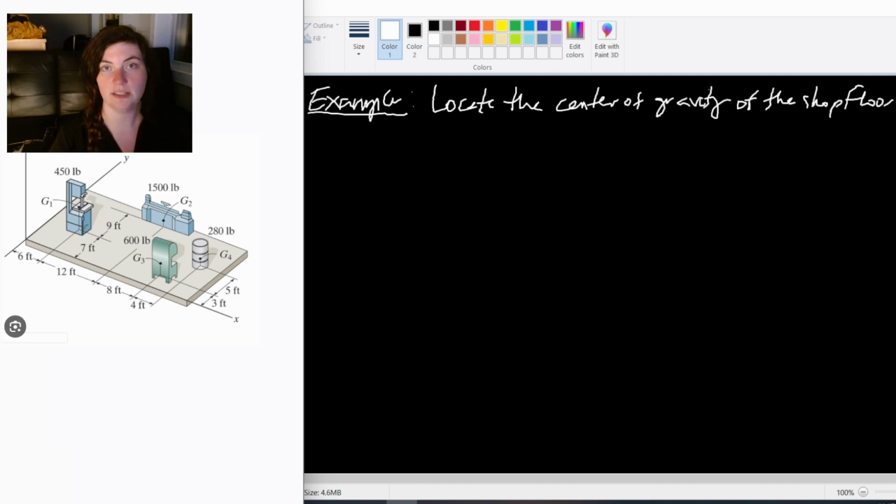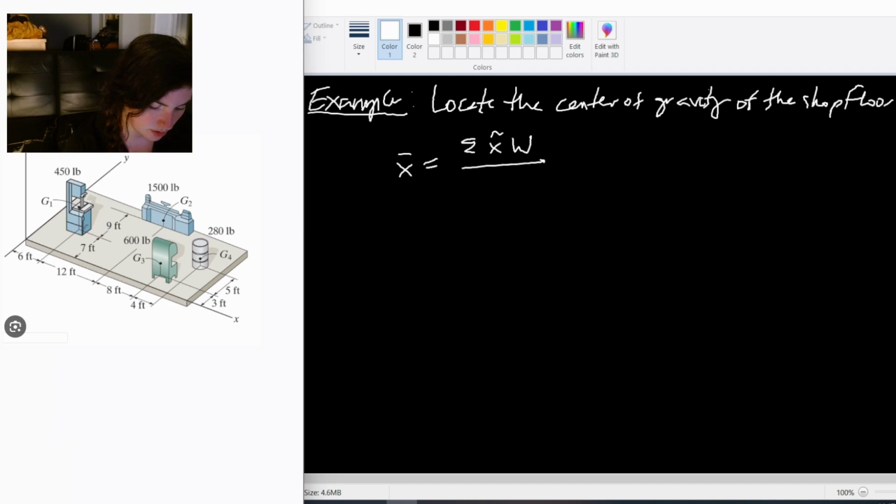So to find the center of gravity, again, very same process, right? All we're going to do is take those centroid equations, x bar and y bar, and now those summations are going to be for the weight of the objects. So the centroidal locations of those objects times the weight, all over the total weight in the room.